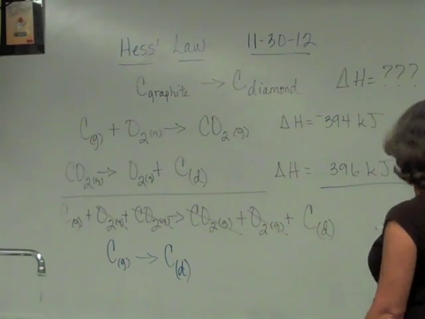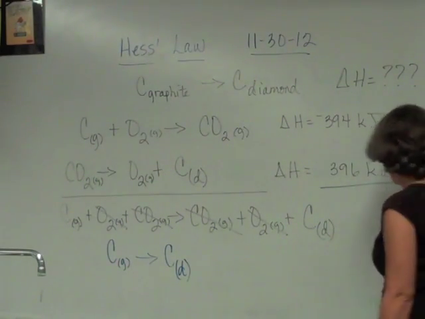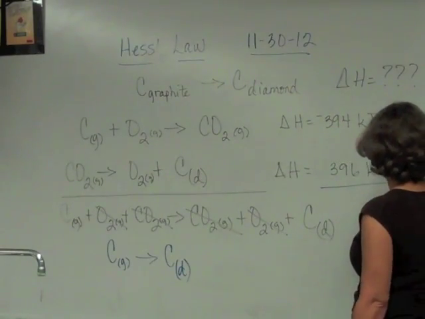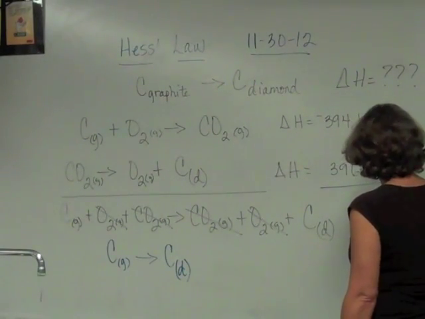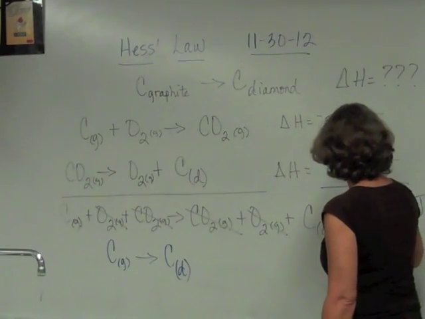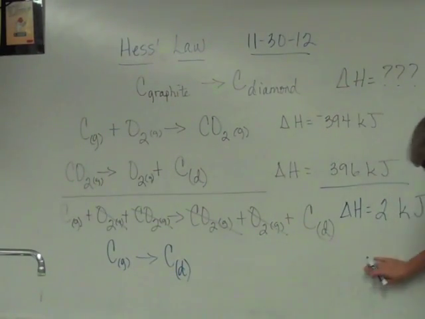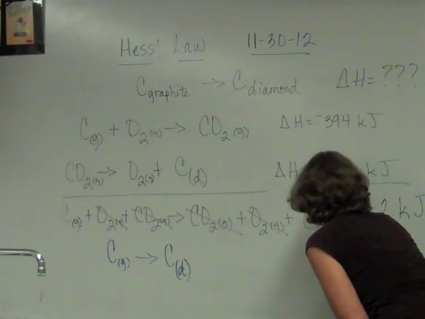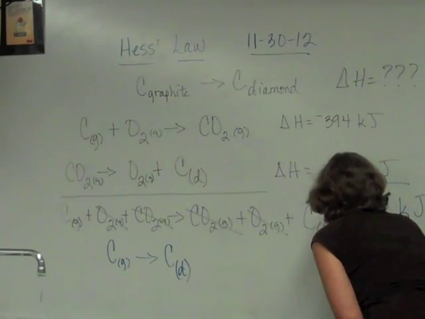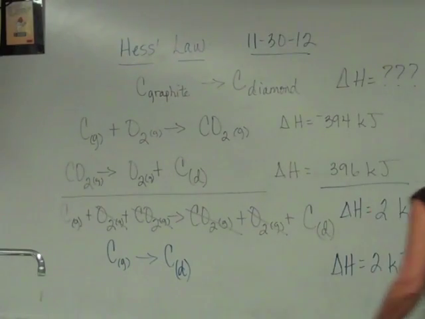Adding the two together, I'm going to get an overall delta H of positive 2 kilojoules. So my overall change in heat is 2 kilojoules. And what does that tell me? Is this endothermic or exothermic? This thing is endothermic.